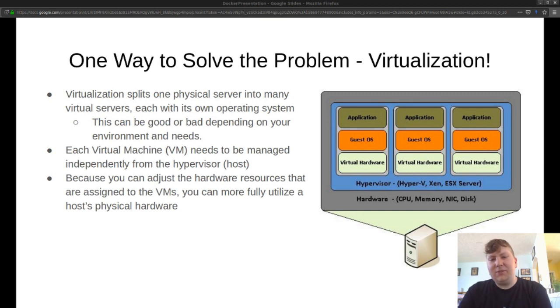And this is great because it lets you more fully utilize a machine. So if you've got a dozen applications that are all running idle most of the time, you can spec out a bunch of very small machines and run your individual applications on them, and the server itself will be more fully utilized.